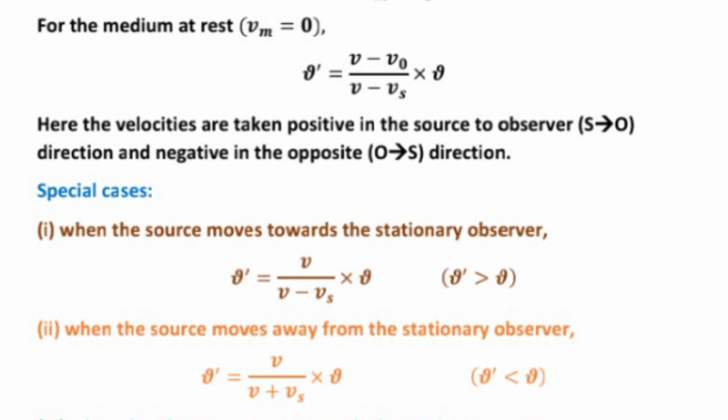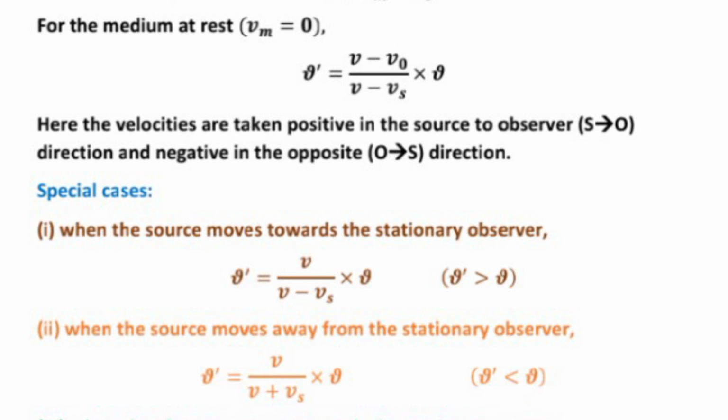Some special cases. First, when the source moves towards the stationary observer, meaning the observer is at rest, then nu dash equal to V upon V minus Vs into nu.